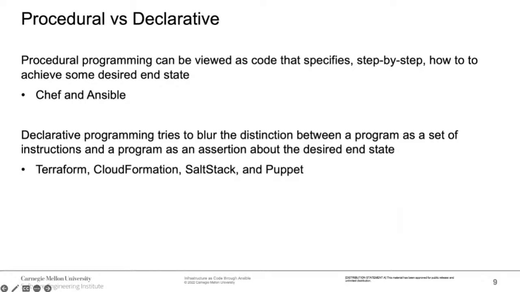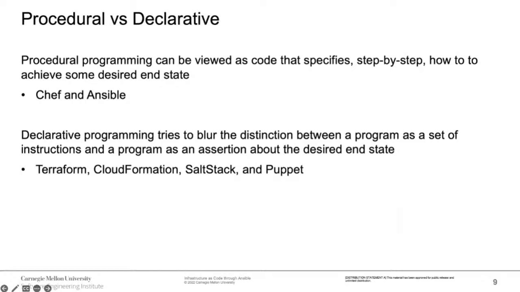Declarative programming is a little bit more, it's blurring the lines between a program as a set of instructions and this desired end state of the configuration, right? So tools like Terraform, CloudFormation, SaltStack, and Puppet fit nicer into this bucket.